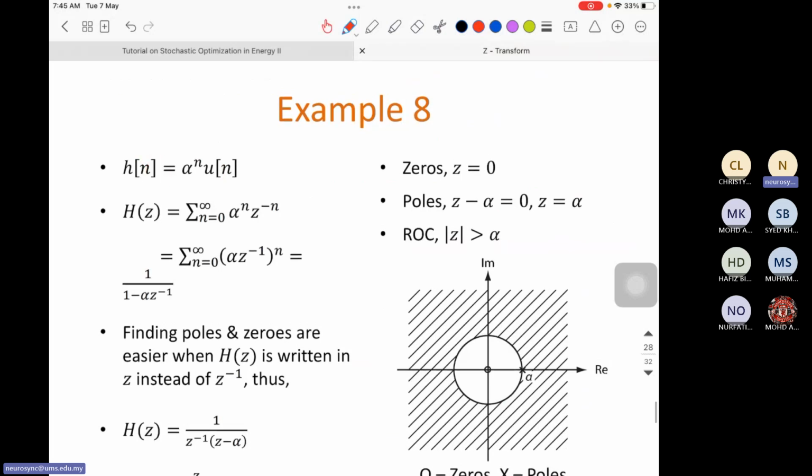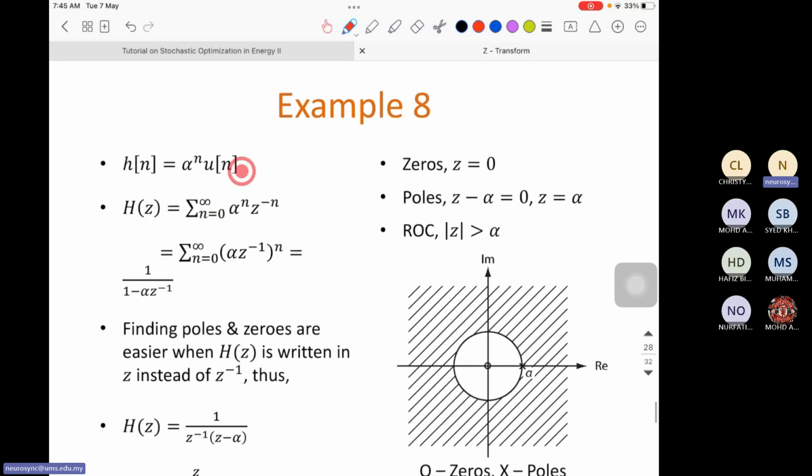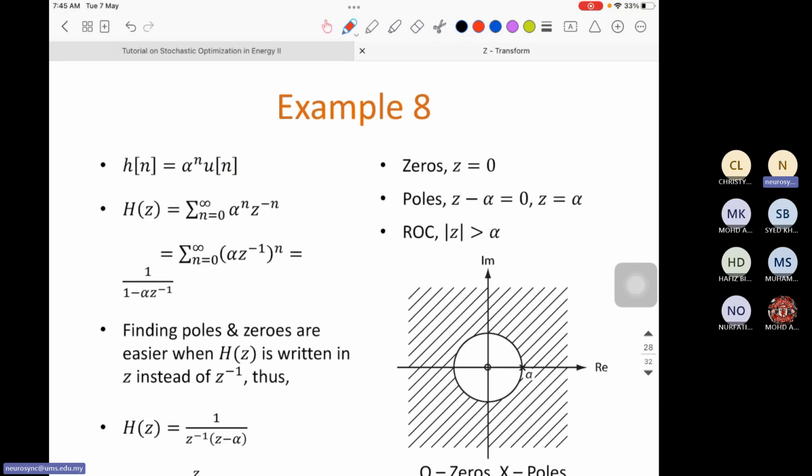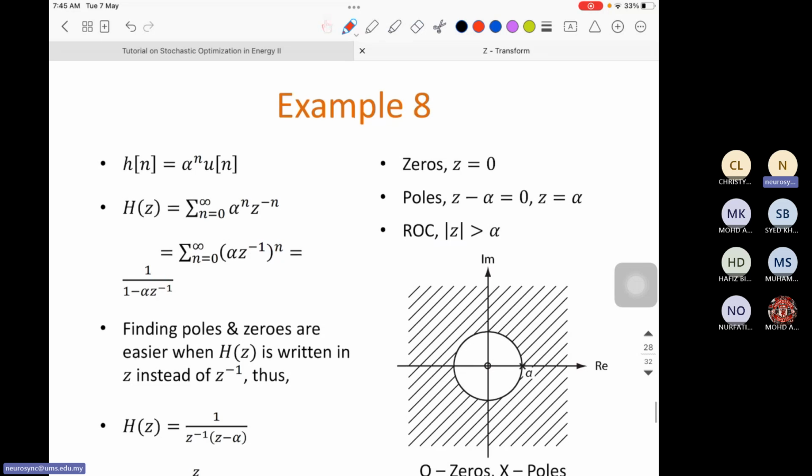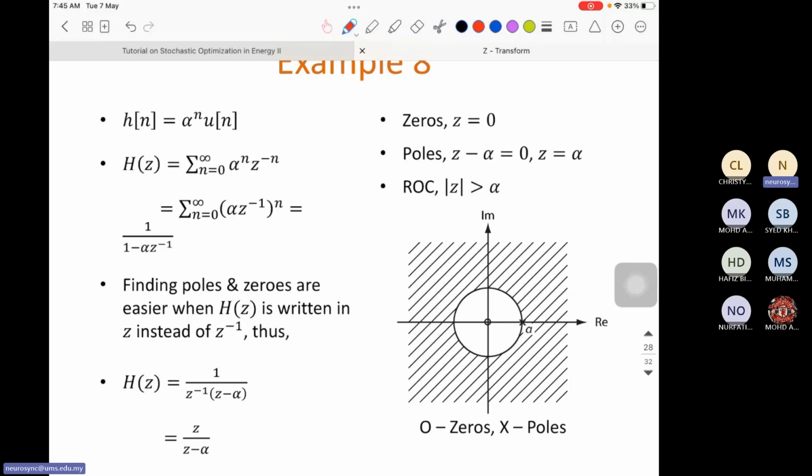If we are having the impulse response like this, alpha to the power n u of n, we know the Z transform of this. So how to find the Z transform of this? For u of n, the summation will go from 0 to infinity instead of minus infinity to infinity. So alpha to the power n into Z to the power minus n. Apply the Z transform formula. So what will you get here? You will get 1 divided by 1 minus alpha Z inverse. Yesterday we have also seen the region of convergence for that.